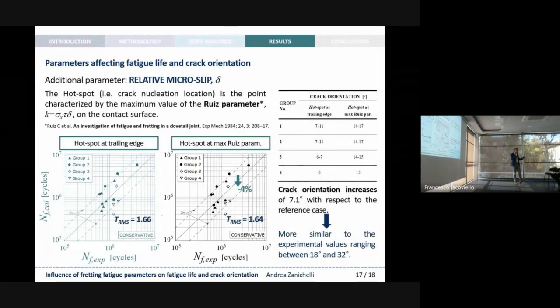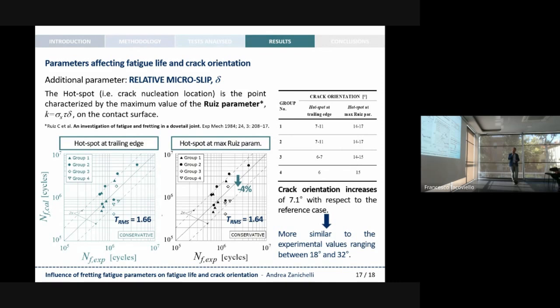Finally, before moving to conclusions, I would like to consider an additional parameter, that is the relative microslip. In order to do that, we need to modify the assumption that the hotspot is located on the material surface only related to the stress state. So we can assume that the hotspot is the point characterized by the maximum value of the Ruiz parameter that takes into account both the stress state and the relative slip on the contact surface, as reported here.